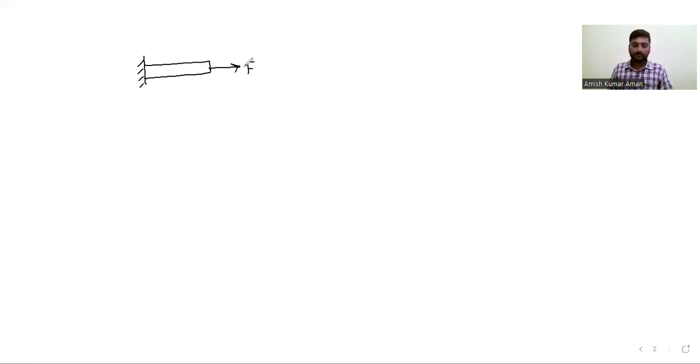Now the specification of this bar element: area of cross section is A, Young's modulus is E, and its length, let us take, is L. So these are the specifications of this bar, and a load F is acting, which is horizontal. Obviously, then only we will call it a bar, right? This is a bar element.